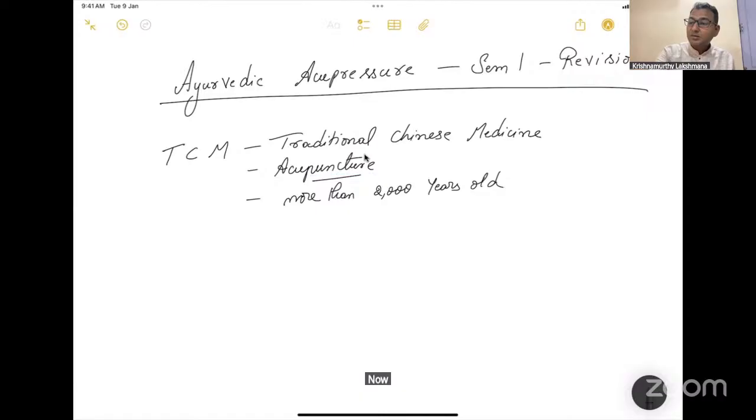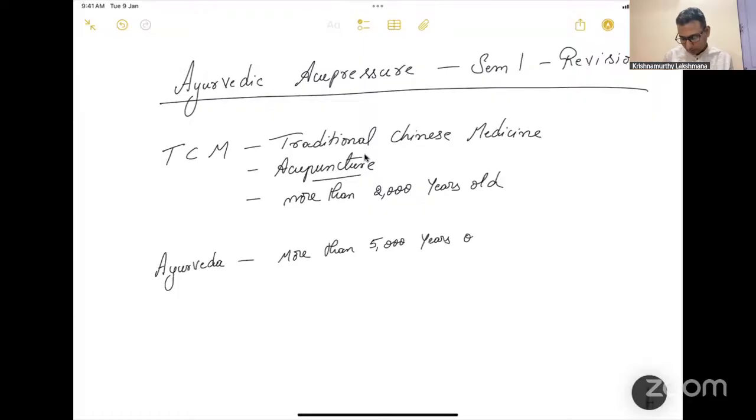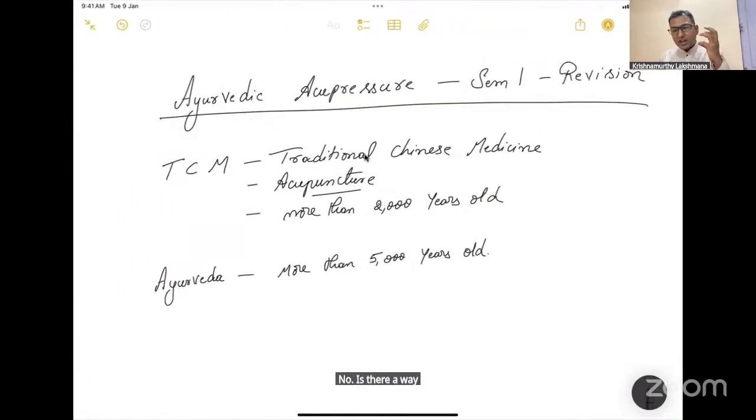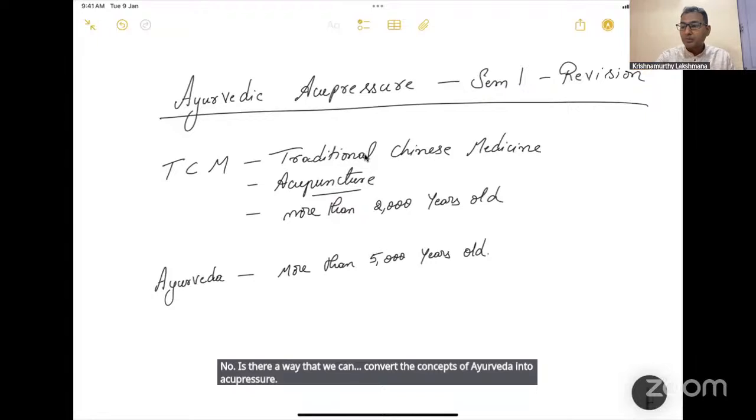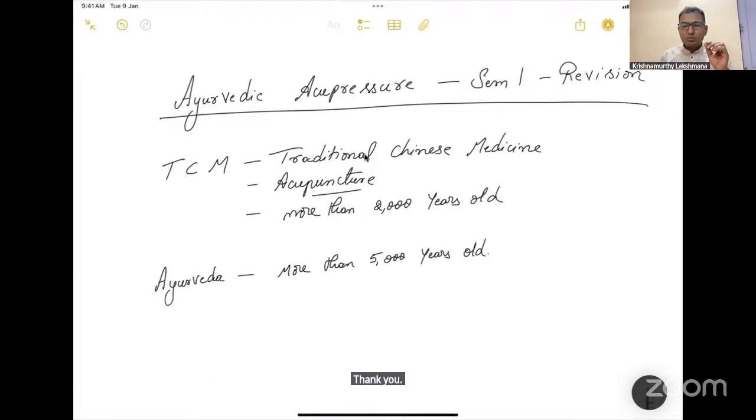Now Ayurveda is much older, more than 5000 years old. Now, is there a way that we can convert the concepts of Ayurveda into acupressure? That was a thought which our respected JP Agarwal sir got.